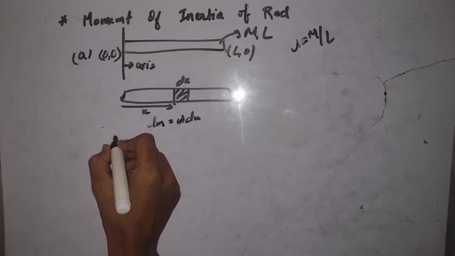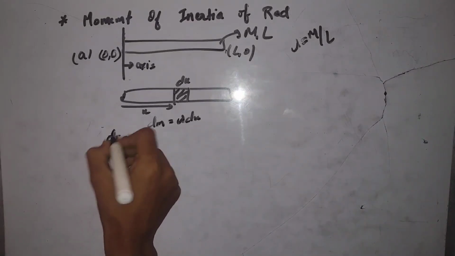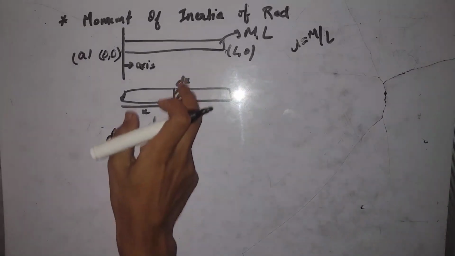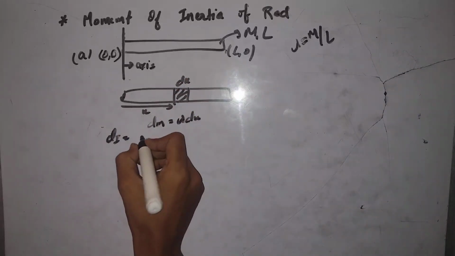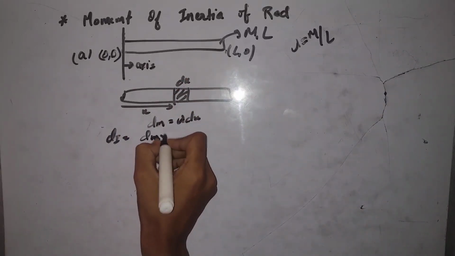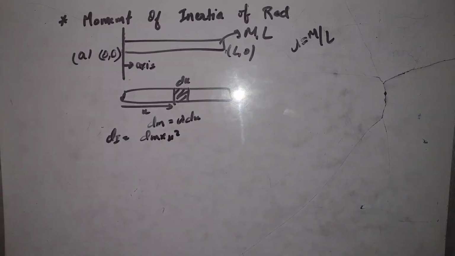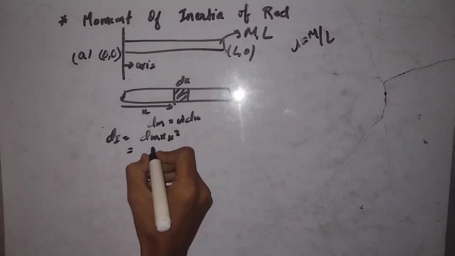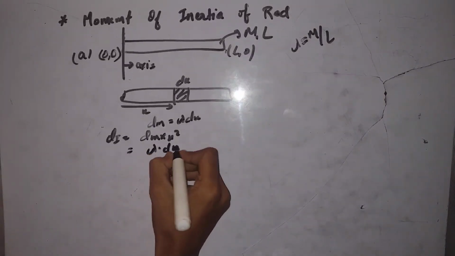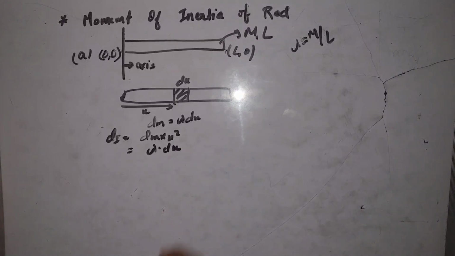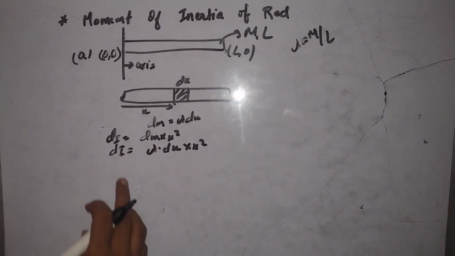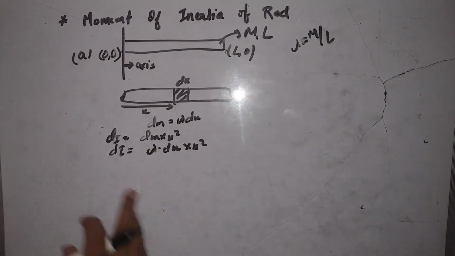And we know the moment of inertia I, and this dm will have a dI, and that dI would be dm into x square. So this is dm into x square. Now we can write dm as lambda into dx, into x square. Okay, this is dI, and we know that there are infinitely many dI like this.